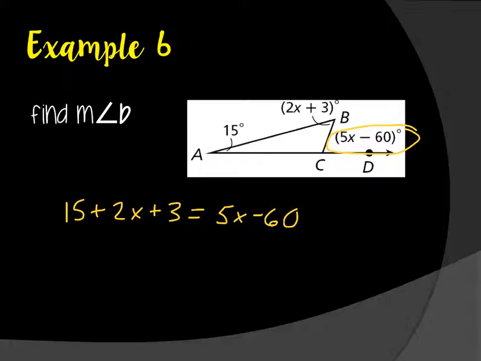So now we solve for x. So we can subtract 2 from both sides. Subtract 2x. And we can add 60. So we get 78 is equal to 3x.